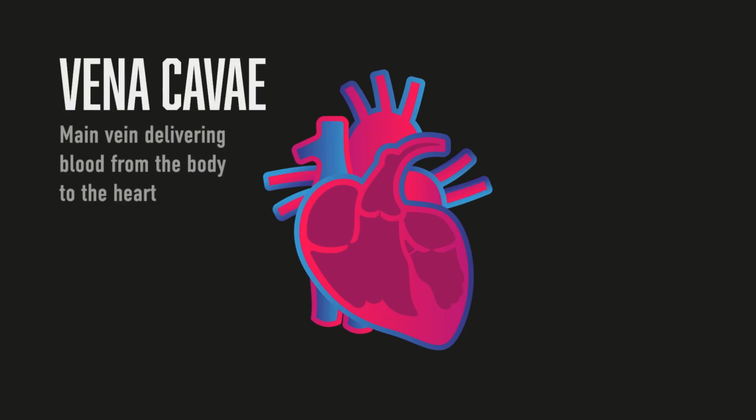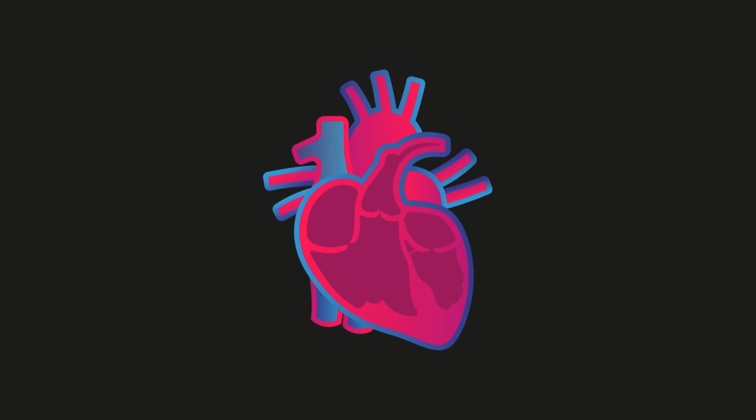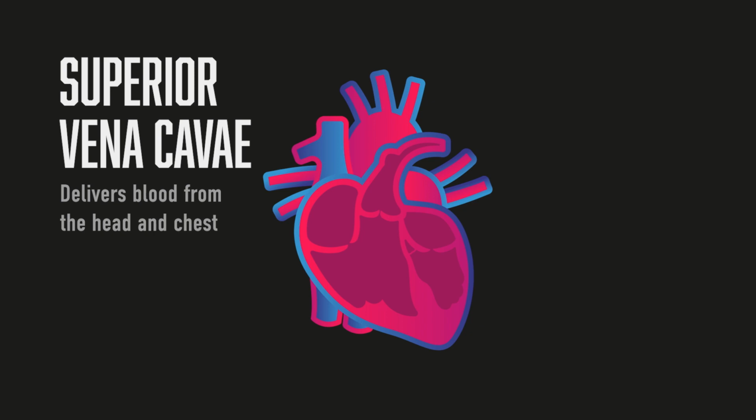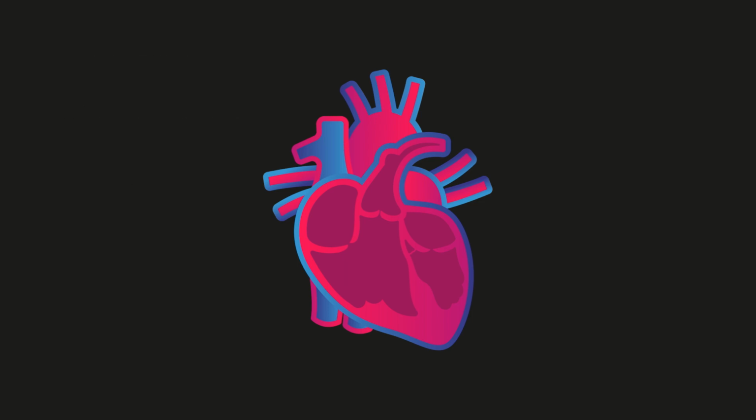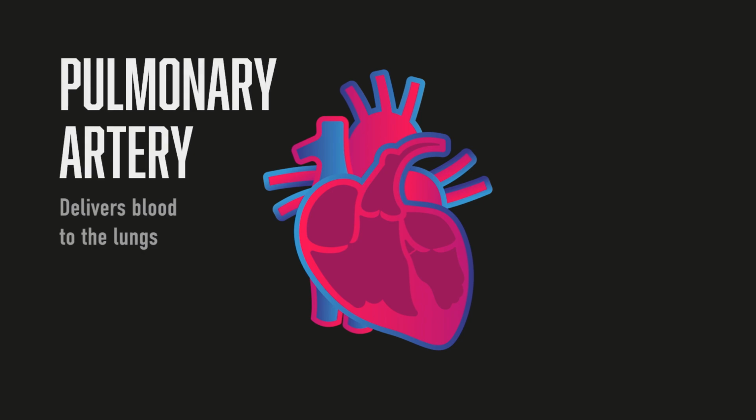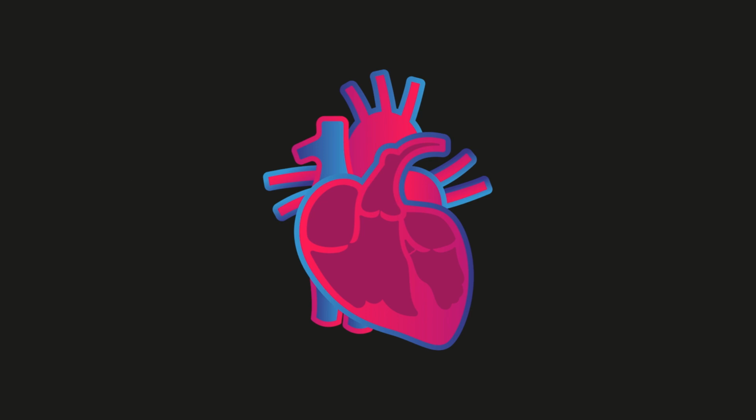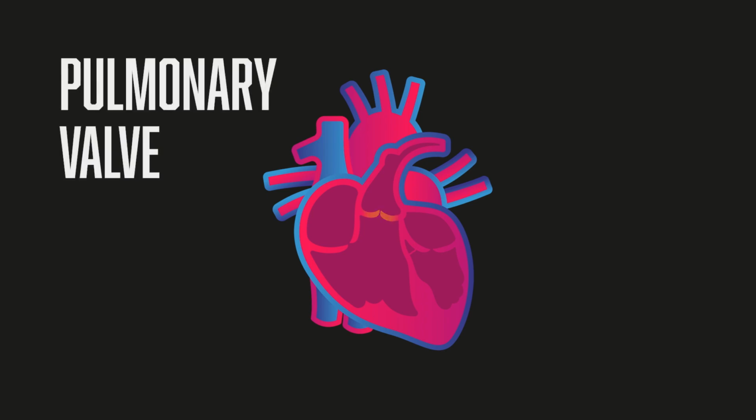The vein that delivers the blood back to the heart is called the vena cava. The superior vena cava delivers the blood from the head and chest, while the inferior vena cava delivers the blood back to the heart from the lower body. The blood enters the right atrium, is forced into the right ventricle, then is pumped to the lungs in our final blood vessel. The blood is leaving the heart, so the vessel must be an artery. It's heading to the lungs, so we have the pulmonary artery. This also brings us to the final valve we need to know, which separates the right ventricle from the pulmonary artery. This is called the pulmonary valve.